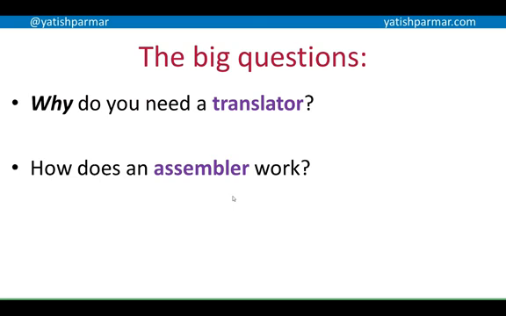And how does an assembler work? It's there in your notes. It's translating the opcodes, it's translating the symbolic addresses, and it's doing the conversions on the constants. Watch out for the next video, which will continue on the theme of translators, looking at interpreters and compilers.